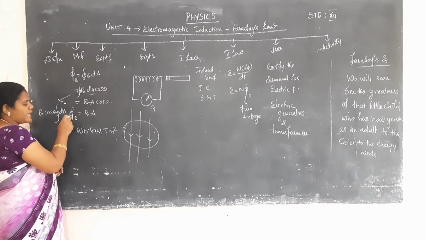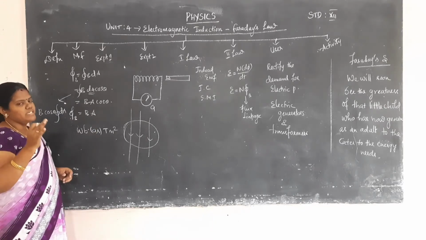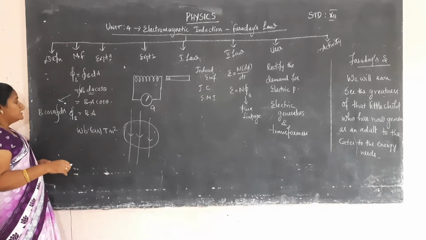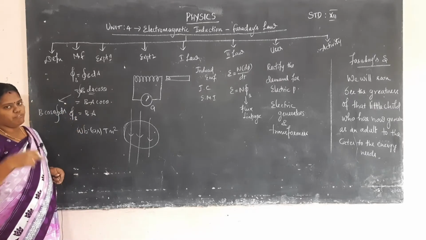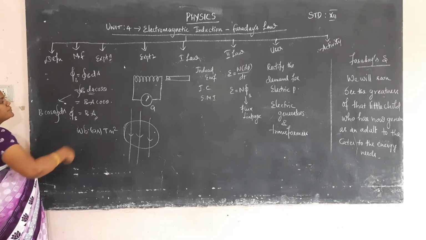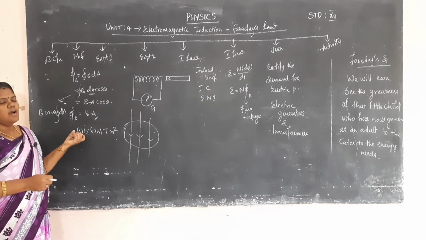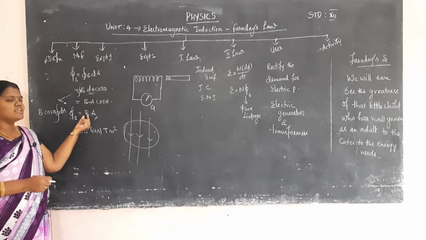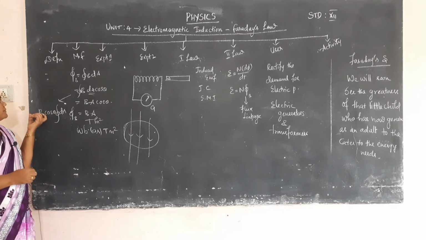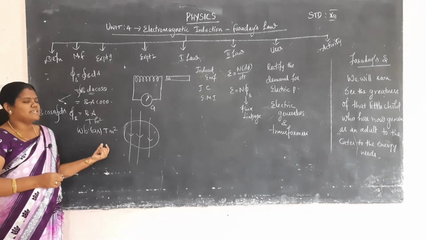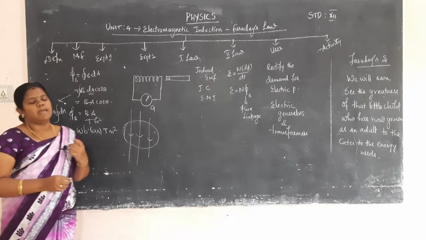So the magnetic flux phi is equal to B into A. That's the magnetic flux: the product of magnetic field strength and area. So what is the unit of magnetic flux? The unit of magnetic flux is Weber. The unit of magnetic field is Tesla, and the unit of area is meter square. So the unit is Tesla meter square. What does magnetic flux mean?